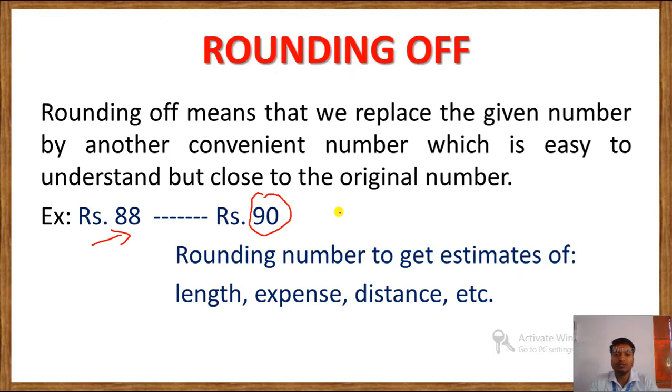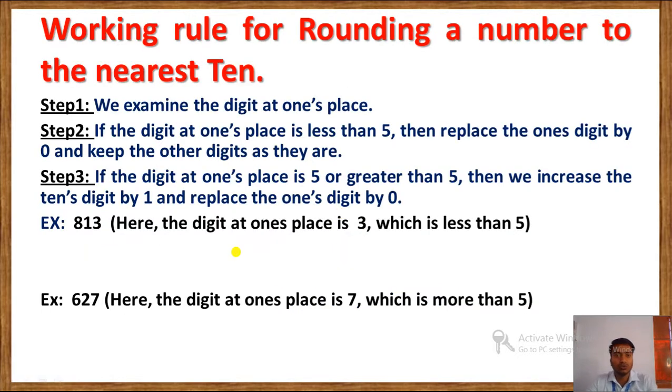Now, how do we find the round off of a particular number? For that we have some rules. So let me show you the rules. First, the working rule for rounding a number to the nearest 10. For this we have 3 steps. First let me read out the steps, then I will show you an example of how to round. Step number 1, we examine the digit at the ones place.